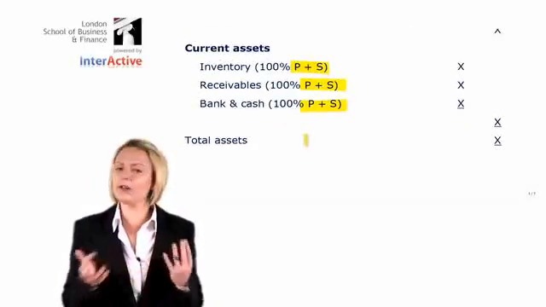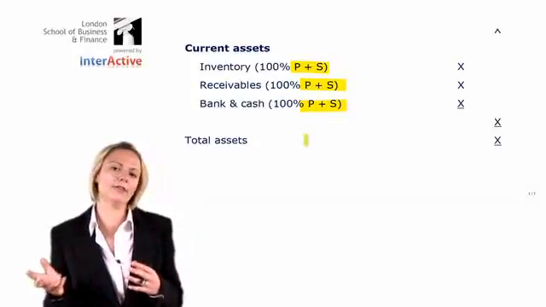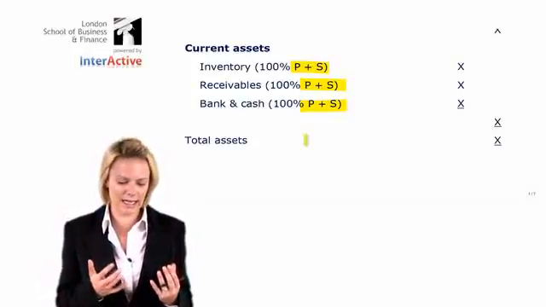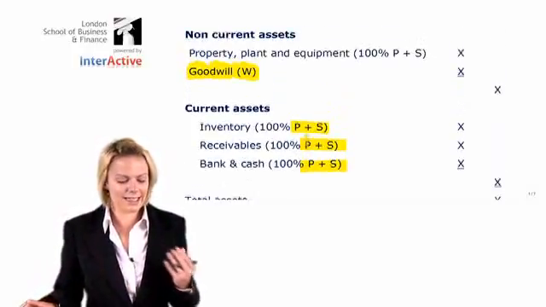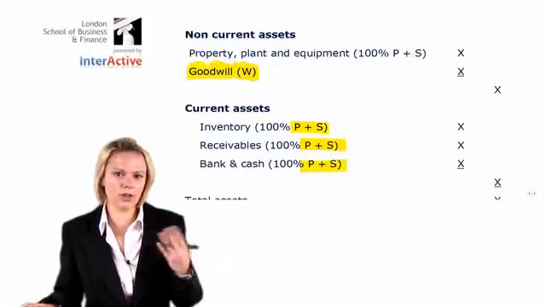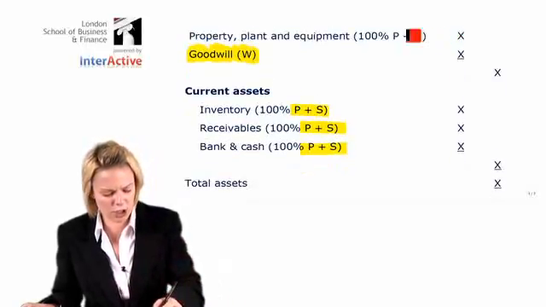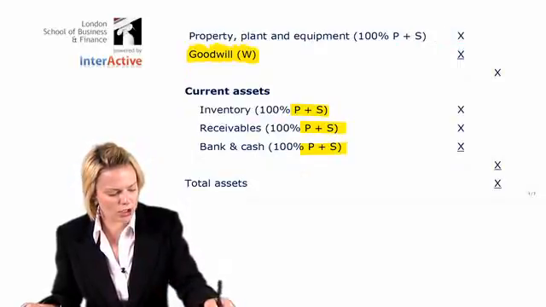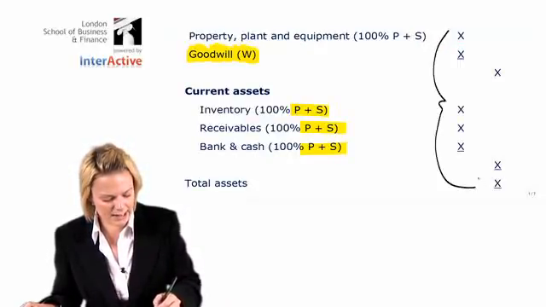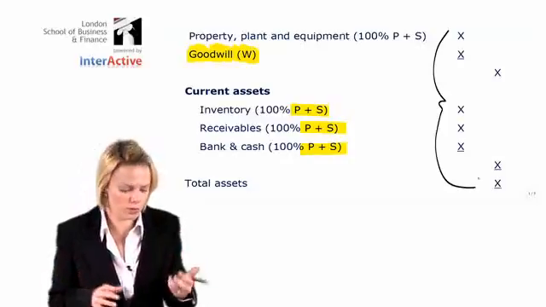Total assets then will be the group's assets, the parent's and the subsidiary's assets. And all the assets in this consolidated statement of financial position show is what assets the group controls.